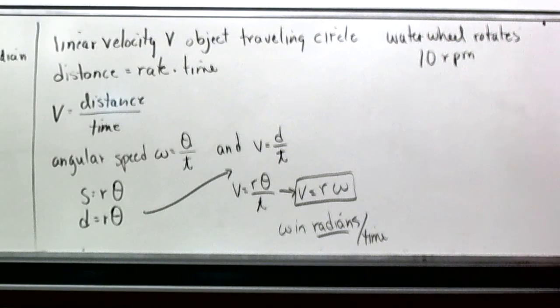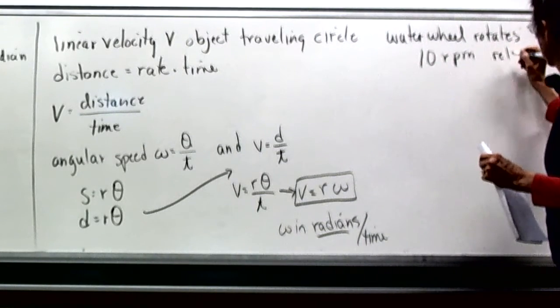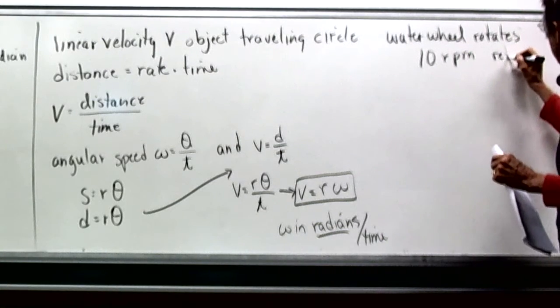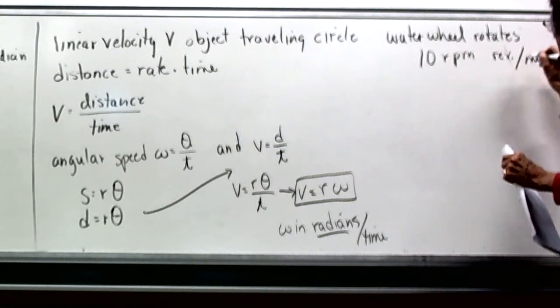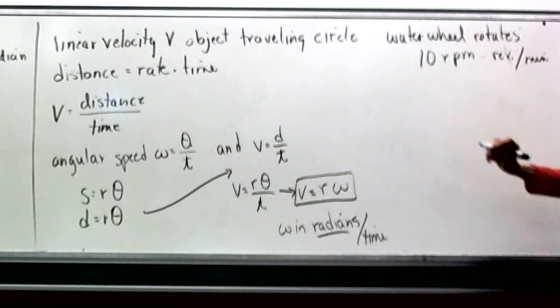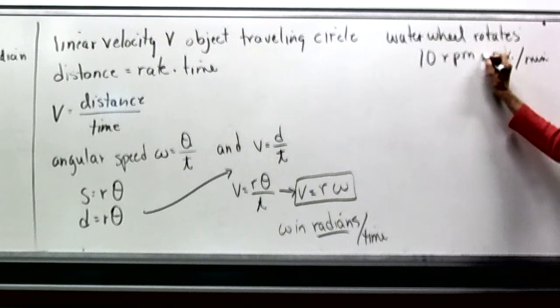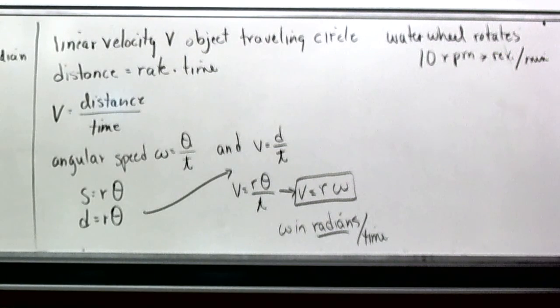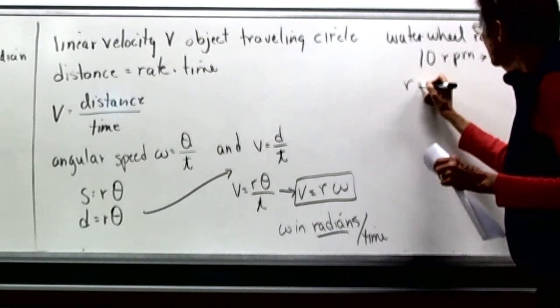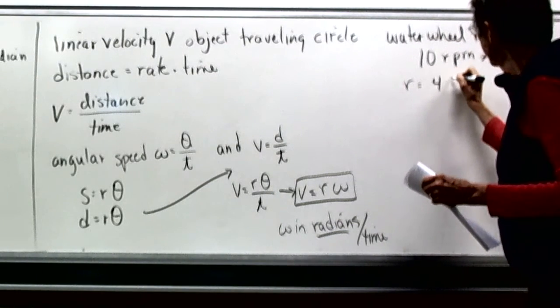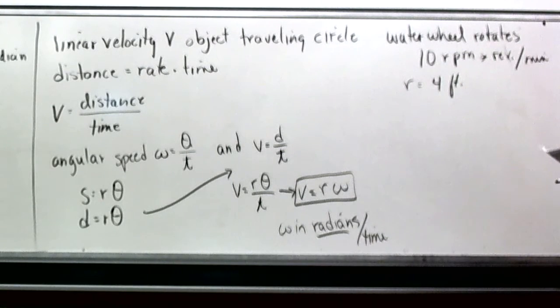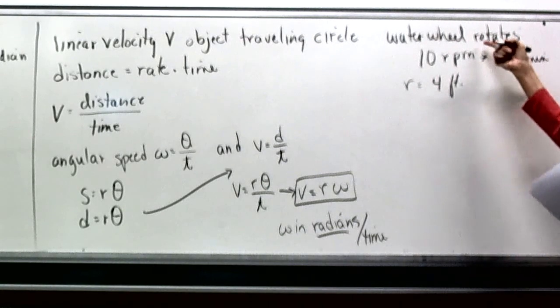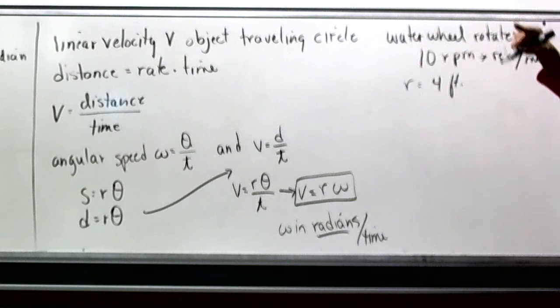Now, RPM is not radians, it is revolutions per minute. So don't mistake that R for radians. That is revolutions per minute. And we have a radius of this circle, this wheel has 4 feet. And we want to find the speed of the current in the stream that is pushing this wheel around. So actually it's the same as finding the velocity of a point on the circumference of that wheel.